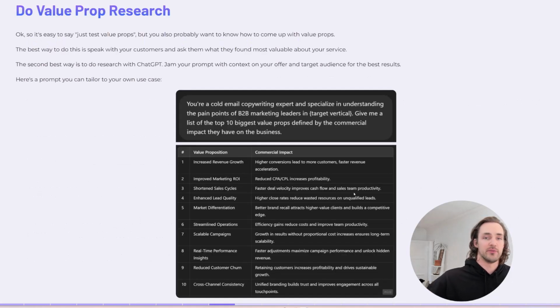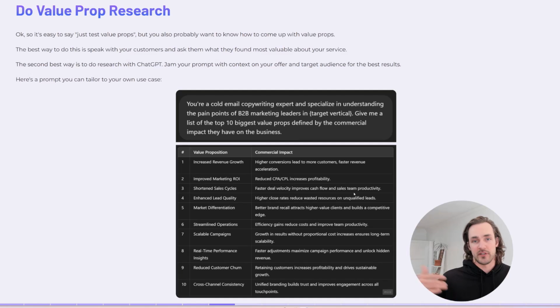So to do value prop research, it's easy to say, hey, we want to test a bunch of value props. Like, what does that even mean? You probably want to know how you should actually come up with that. And so the best way to do this is simply to speak with your customers. So you'll ask them what they found most valuable about your service, what pains that you solved for that were most pressing, and actually why they transacted with you.